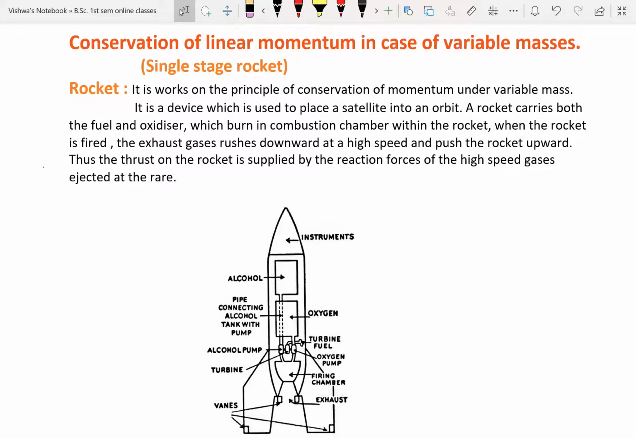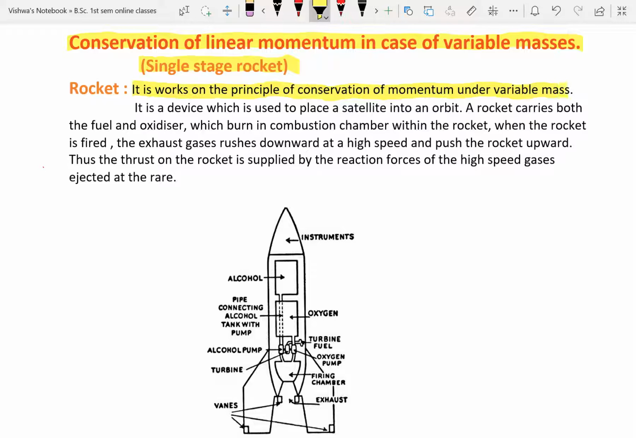But in this class we are going to study the conservation of linear momentum in case of variable masses. One of the best examples for that is a rocket. Here first we are studying only a single stage rocket. Rocket means it works on the principle of conservation of momentum under variable masses.